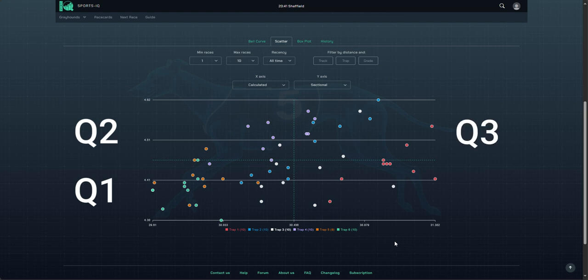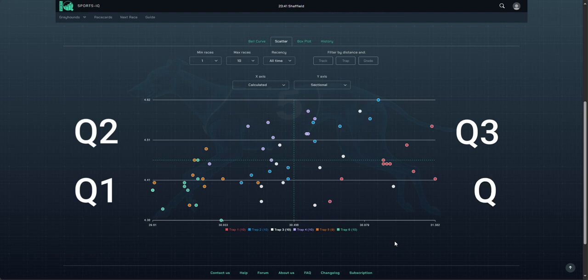Now looking at the top right hand quadrant, these are the dogs that we need to be paying attention to for laying. So in the top right hand quadrant, we have dogs that are really slow on sectional, so they don't trap very well, and they're really slow on their calculated time, so these are the slowest dogs.